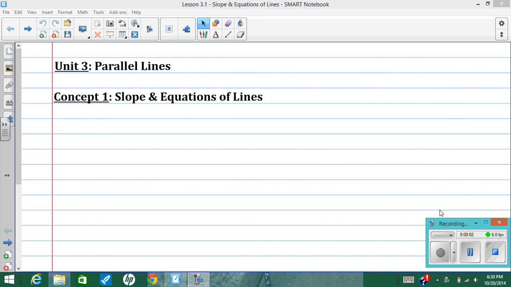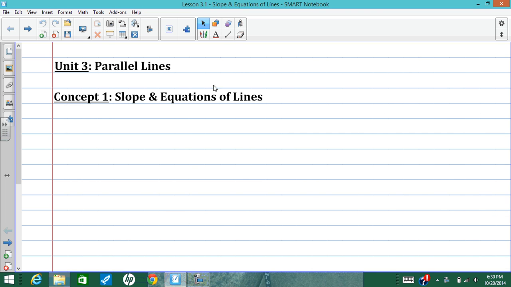Hey, we're here for the first lesson in Unit 3. Today we're going to do a little bit of review talking about slopes of lines and the equations of lines, and this will set us up for the unit, which is a short unit talking about parallel lines.